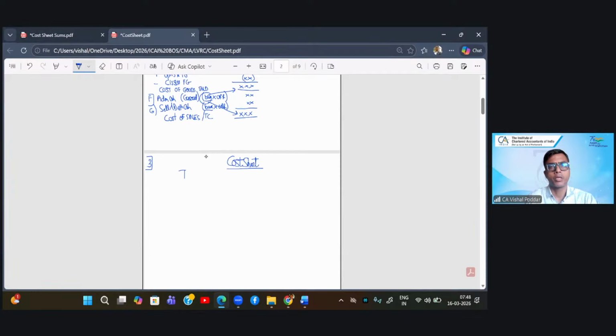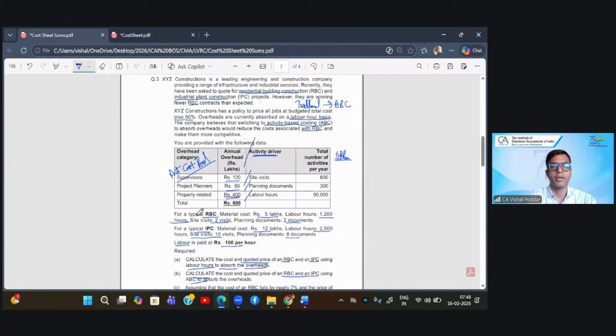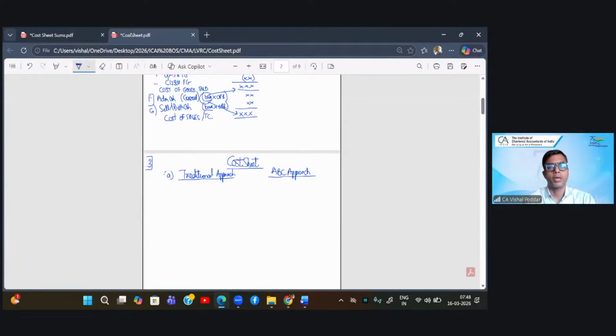right? One is under the traditional approach and one is under the ABC approach. So first see what is the final product or what is asked in the question. So if you remember, in both these subparts A and B, they have simply asked us to prepare cost sheet. So I'm not doing nothing but going as per the requirement of the question. So this is part A, this is part B.